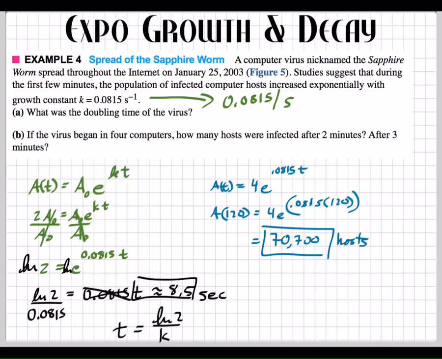Okay, and then for 3 minutes, what would you plug in for 3 minutes? 180 seconds, right? You just multiply it by 60, and that problem is finished.